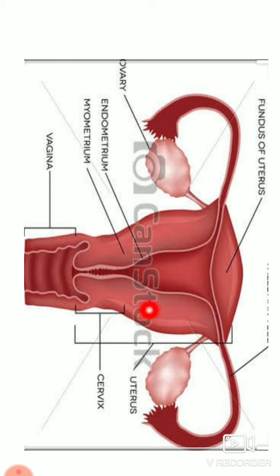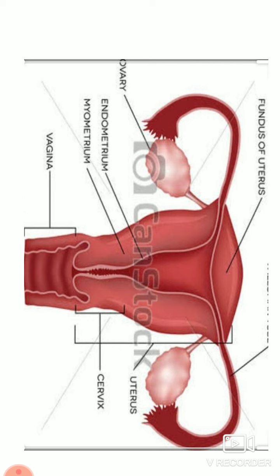The body, isthmus and cervix. And body itself is divided into the fundal part and body proper. Fundal, the part which lies above the uterine opening of fallopian tube. See, it is the uterine opening. The part which lies above the uterine opening of fallopian tube is called the fundus, and here it is the body proper.